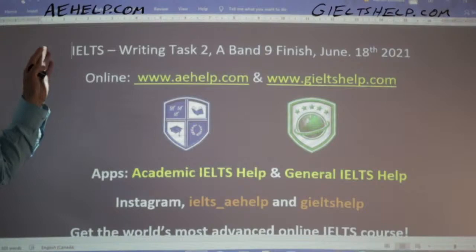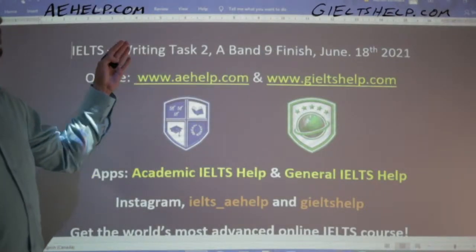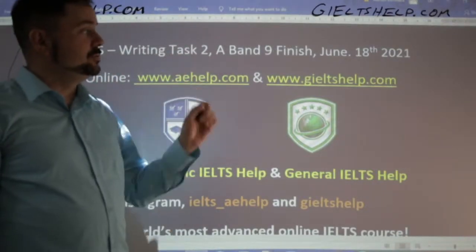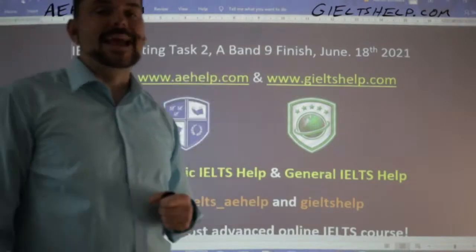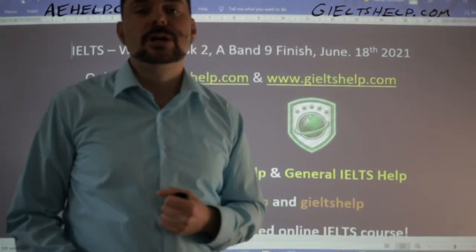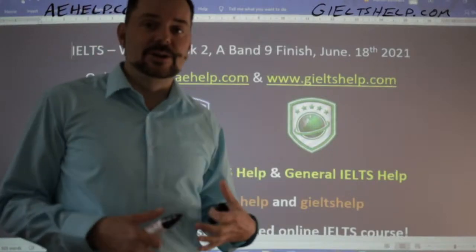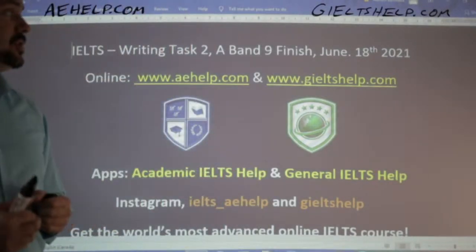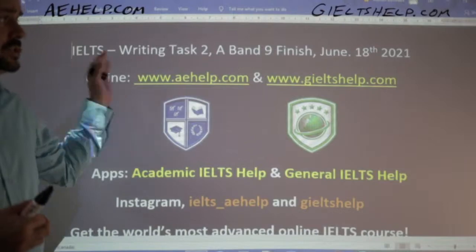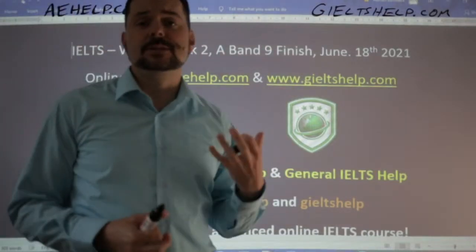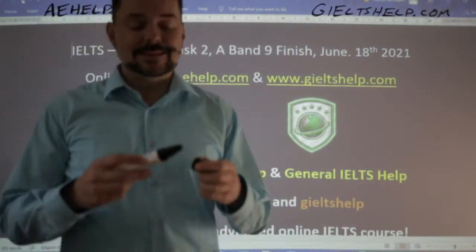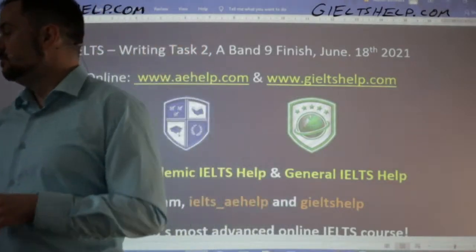This class is a writing task 2 class. We're going to talk about what you should do to finish with a band 9, a perfect score, writing the body paragraphs and the conclusion. We started this essay yesterday with the planning and the introduction. We will look at the introduction in a few moments.